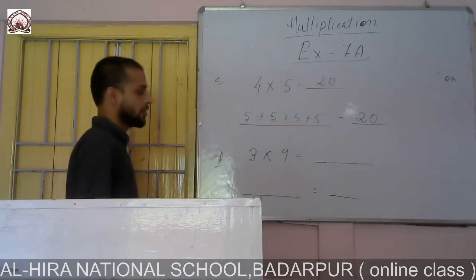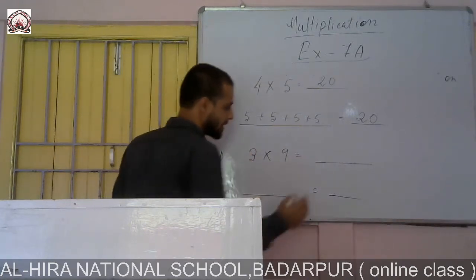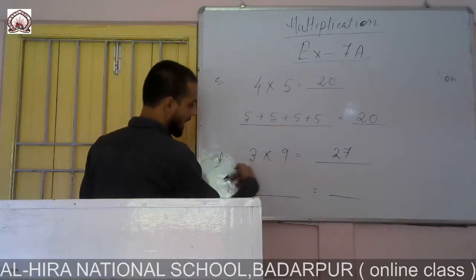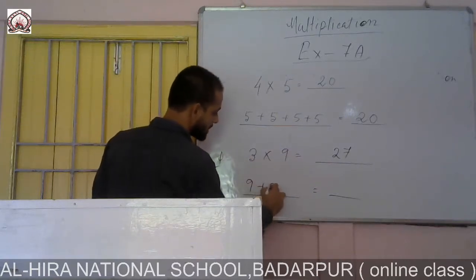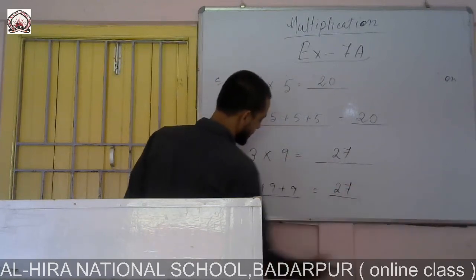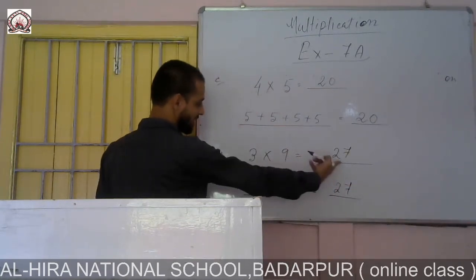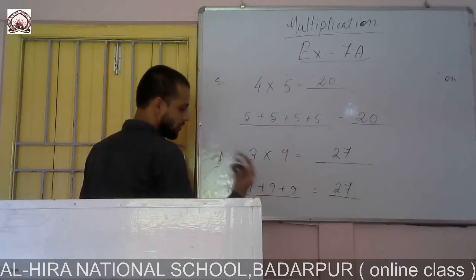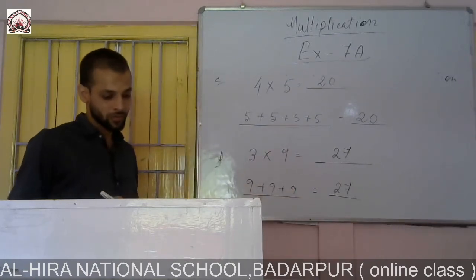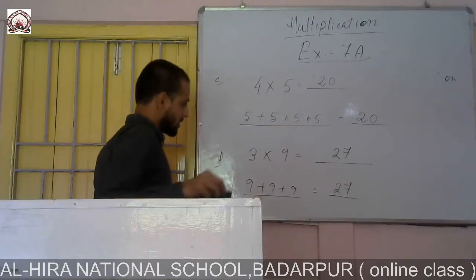Three into 9. Okay, so as it is known to us all, 3 9s are what? 3 9s are 27. So here we will get 27. Okay, so 9 plus 9 plus 9 equals what? 27. Here if we multiply 3 into 9, we will get 27. If we add 9 three times, we will get what? 27. So now moving towards the next question.